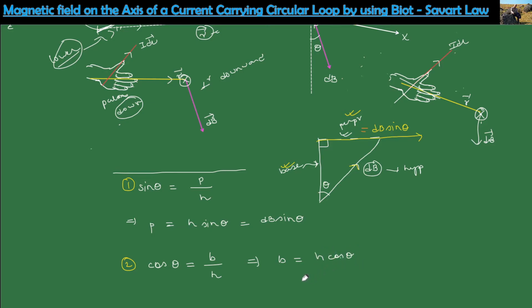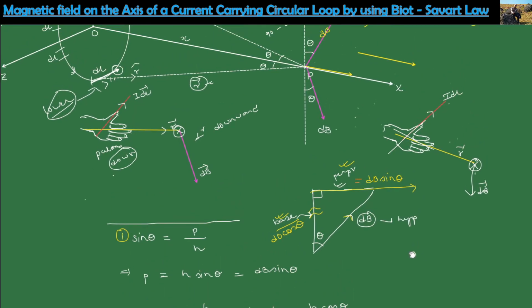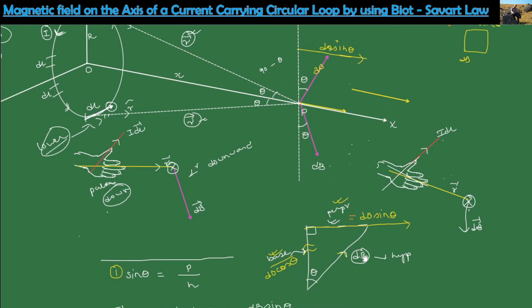And what is the hypotenuse in this case? The hypotenuse is nothing but our value of dB. So over here you write dB cos of theta. This will be our base component. The base component in this case is acting in the upward direction, so it will take the value dB cos of theta.